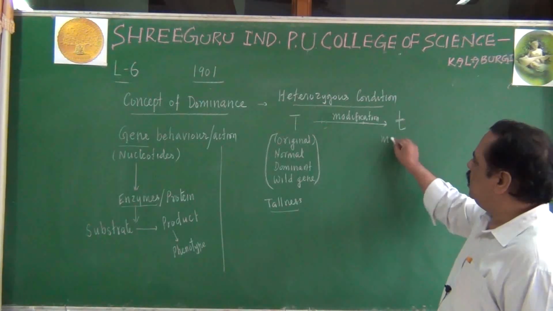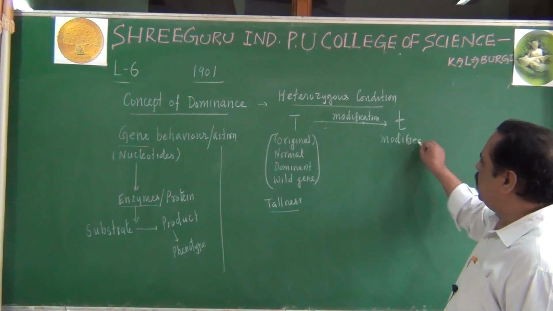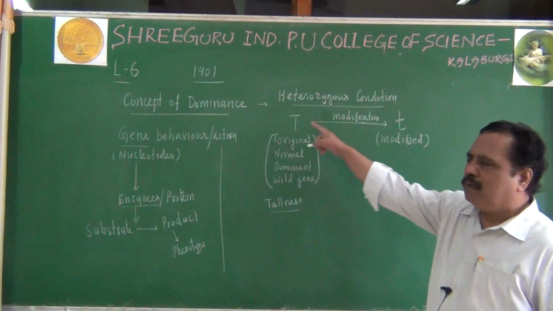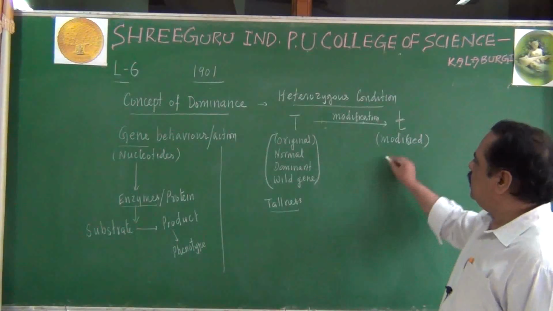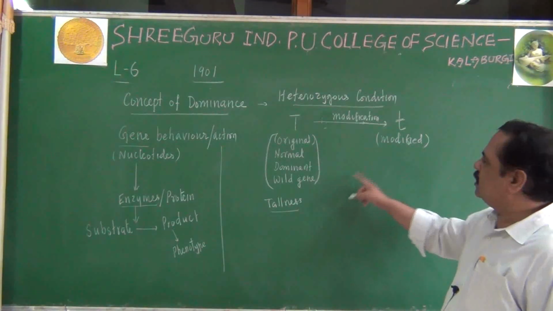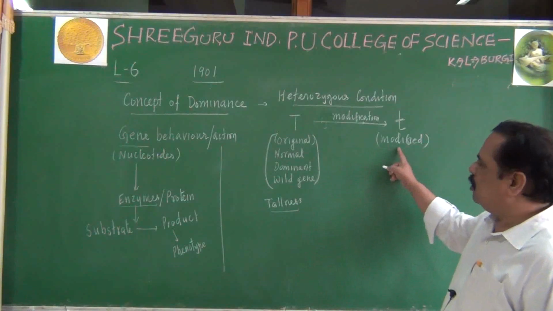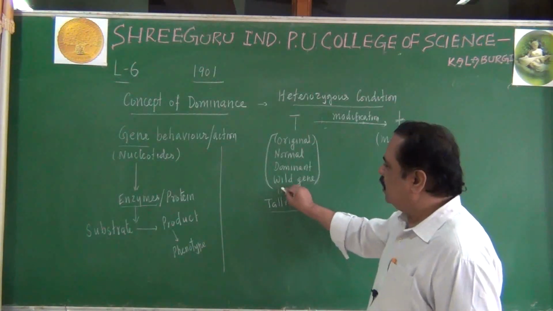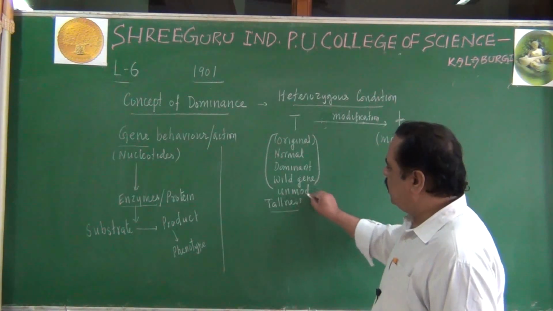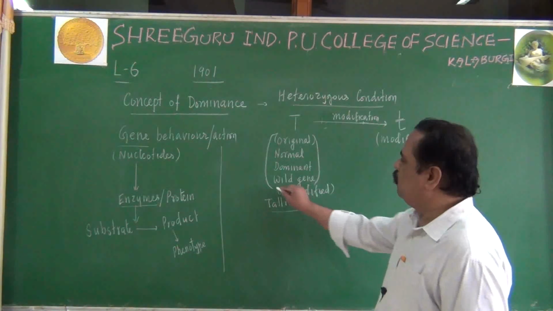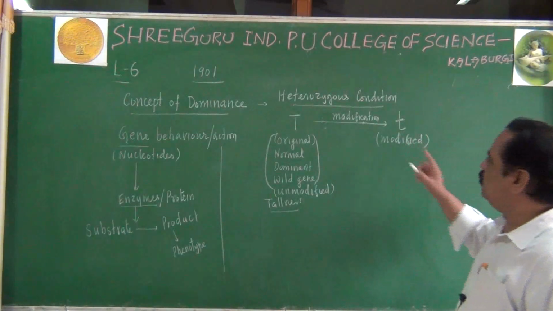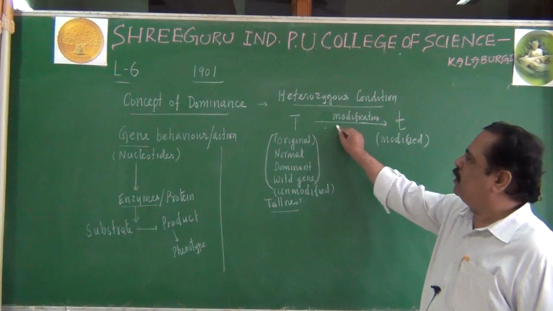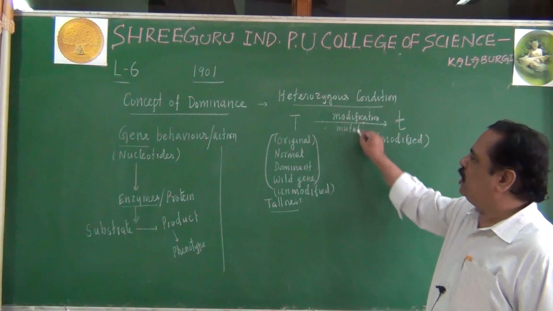So capital T is original, but small t is the modified part. Let me call small t a modified gene. It is not a normal gene. Normal is capital T, and small t is not. It need not be dominant. It is not the wild type. So this is modified, whereas capital T is original. Original means, can we call it unmodified? It is not yet modified. It is the unmodified version. This is the modified version. Why did that modification take place? Because of evolution, because of mutation.